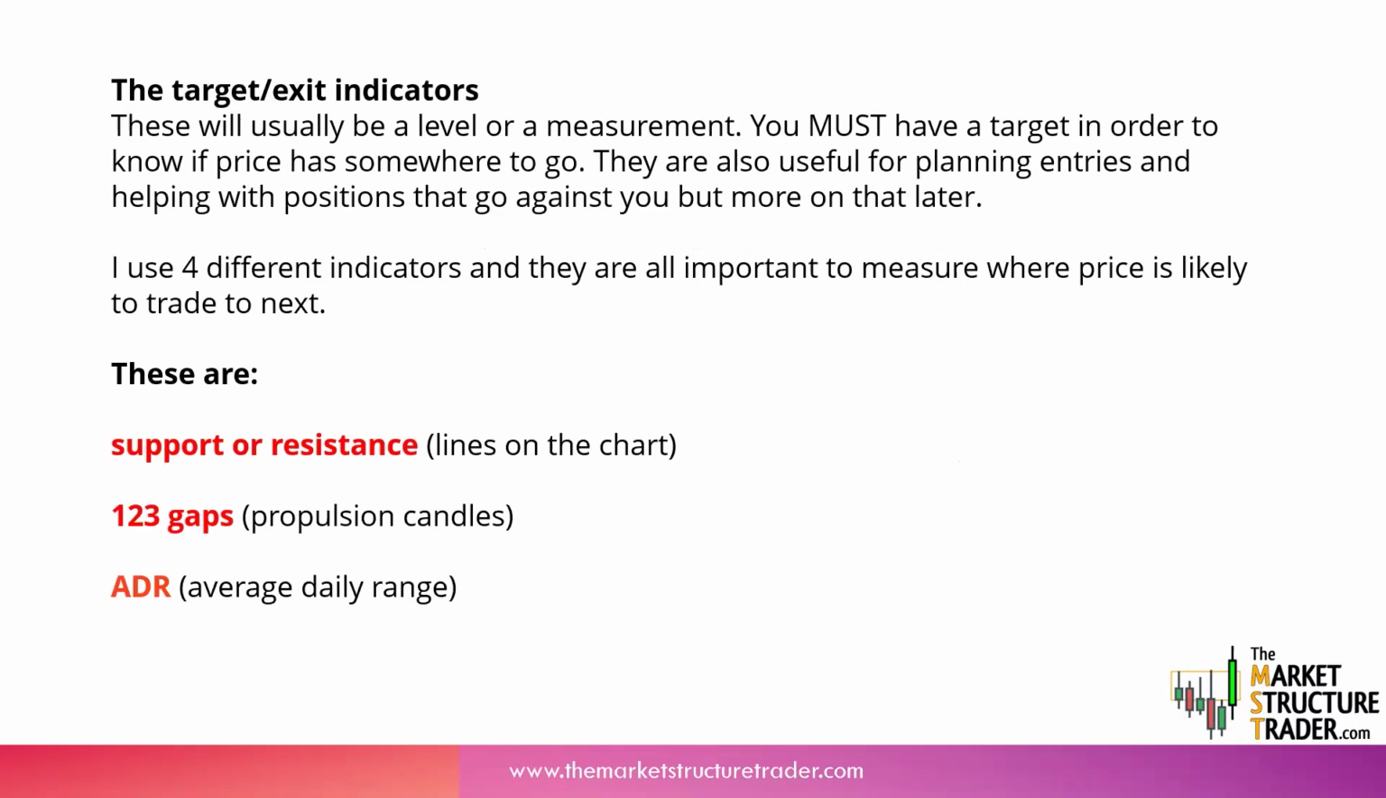Next, we've got target and exit indicators. So these will usually be a level or a measurement. Okay, so you must have a target in order to know if price has somewhere to go. Remember, we spoke yesterday about risk reward and the problems with risk reward. So you've got a trade that you take with a 20 pip stop loss. You want a 3-to-1 risk reward on it. So you put a 60 pip TP on it, but that pair only moves 30 pips a day. Highly unlikely it's going to get there, is it?